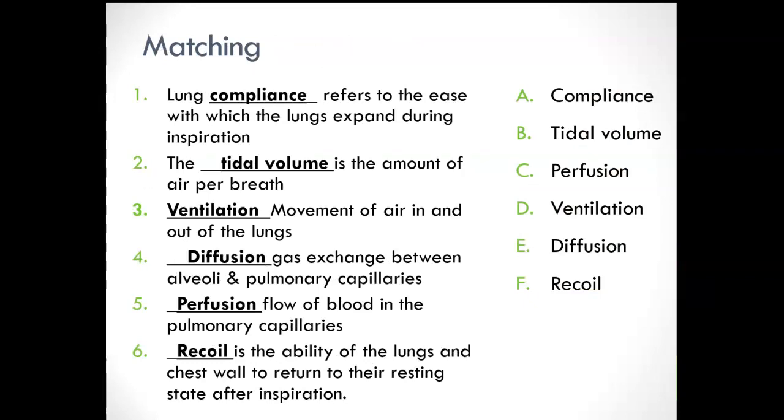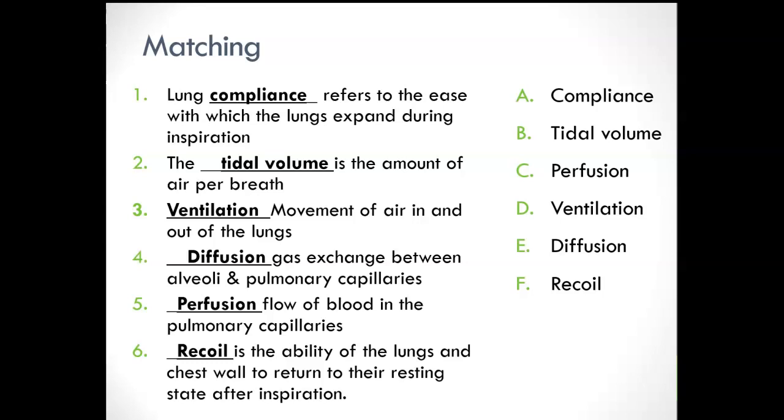All right, so I'll let you do this matching. Here's the actual answers, so that you understand these concepts. One of the things I want to point out is we talk about recoil.